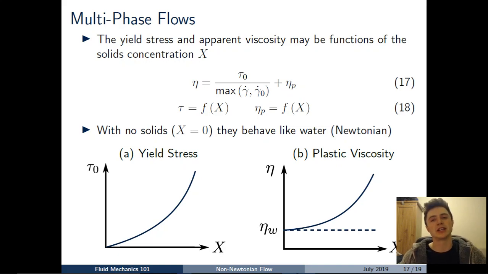And the way we incorporate this into our non-Newtonian fluid model is that we have the yield stress, tau naught, and also the apparent viscosity there, eta p, being functions of the solid's concentration, x. So what that will mean in practice is that in our mesh, for areas where the solid concentration is very low, that means we've got almost entirely water, then the apparent viscosity will reduce to the Newtonian viscosity. And in areas where the sludge concentration is very high, then we expect our apparent viscosity to exhibit a yield stress and to have a very high plastic viscosity value.